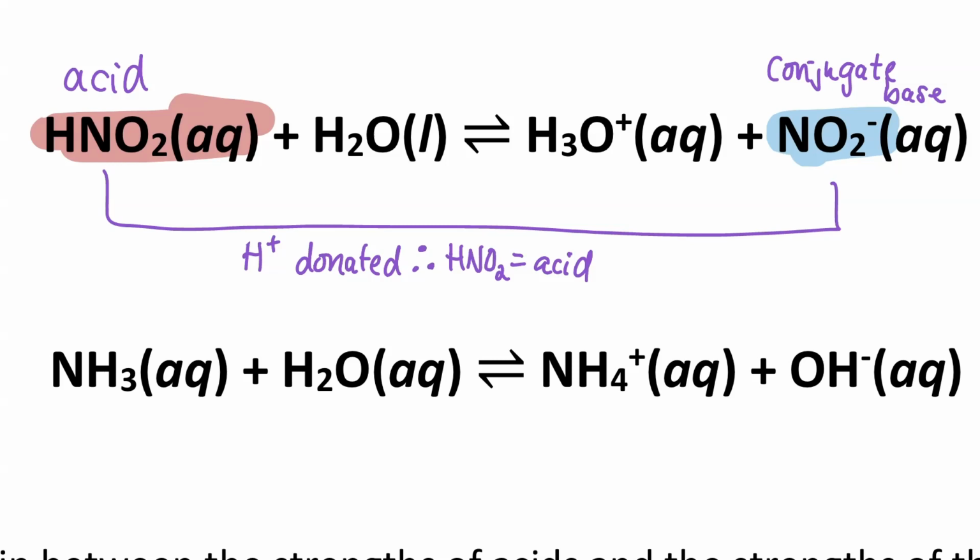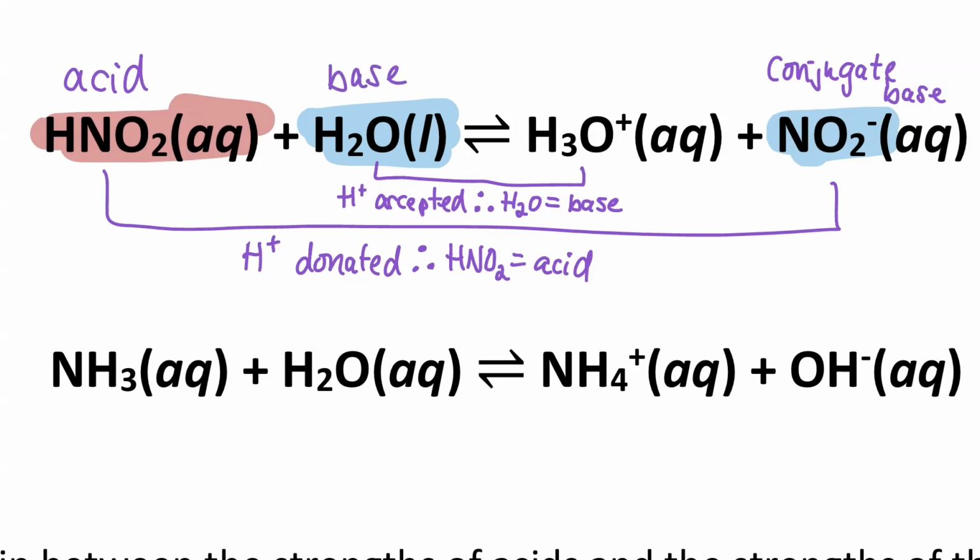Okay. So water and hydronium. Can we see how the water is accepting that proton? H plus accepted. Therefore, water equals the base. Which means the H3O plus has to be the conjugate acid. Which really means if we look at that H3O plus, it now has the ability to donate a proton because it accepted one.